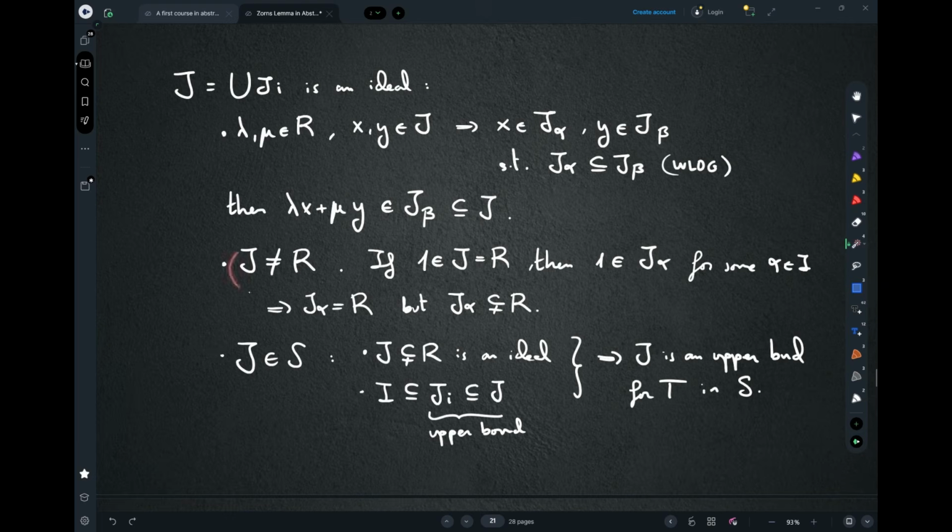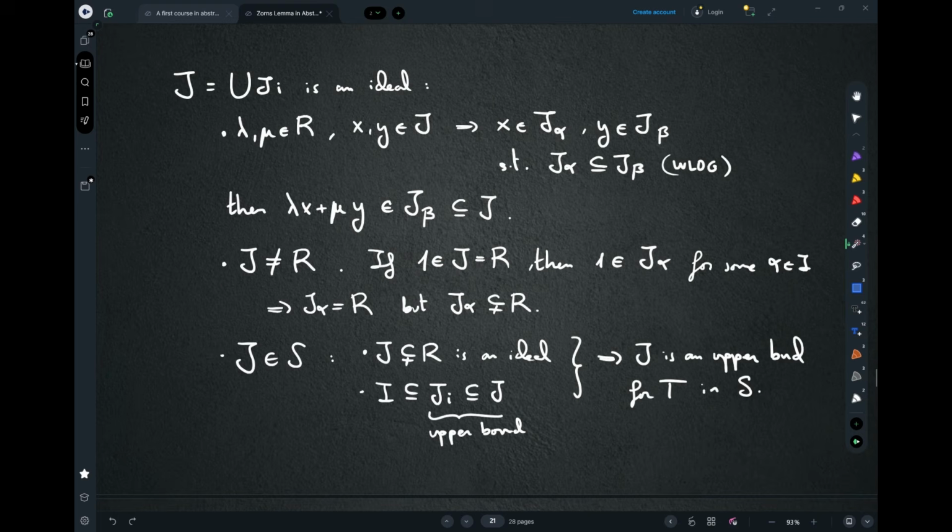Now notice that J is not all of R, so J is going to be a proper ideal, because if it was all of R, one would be in J. But if one is in J, it has to be in one of the elements of the union. So one would be in J alpha for some alpha, and that would imply that J alpha is not proper, but J alpha was proper. So one cannot be in J, and therefore J cannot be all of the ring.